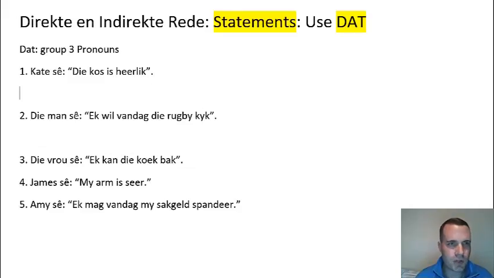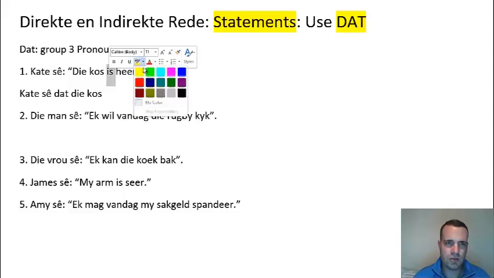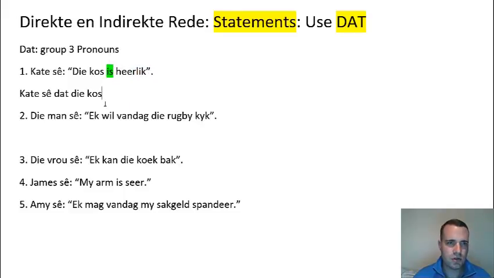Anyway, let's do our examples. Enough talking. Kate said, "die kos is heerlik." So if you want to report what Kate said: Kate says that the food is delicious. Kate sê dat die kos. Now our verb 1 there is "is." That's the one we need to move to the end of the sentence when we put in dat. It's group 3, so the "is" can't stay there because the dat's going to move it to the end. Kate sê dat die kos heerlik is.